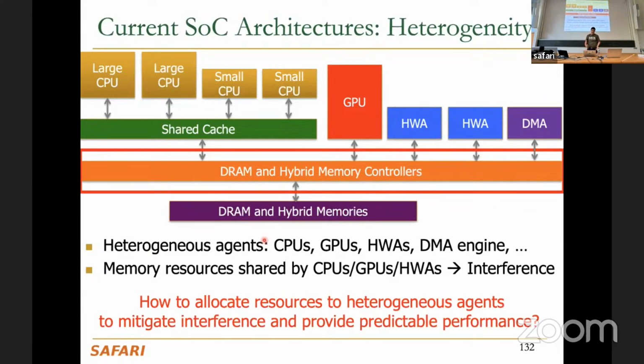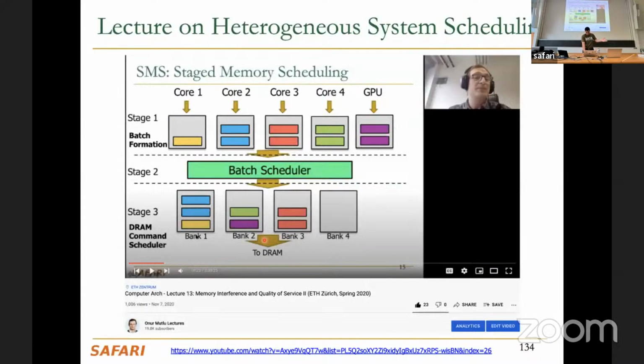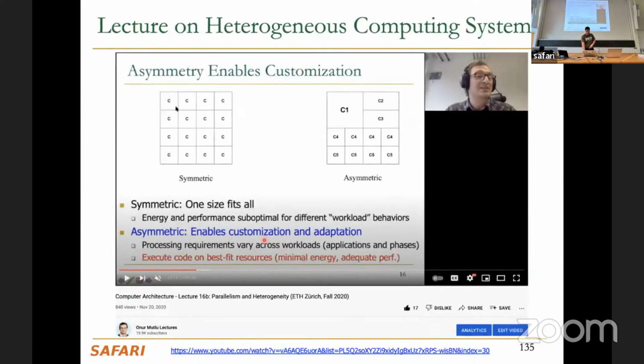And the question is, how do we allocate resources to these agents in a way that we mitigate interference and provide predictable performance? We'll look at interference, or I will just flash you some papers that look at the interference problem, and then we will go to predictable performance next. So again, another system that has a lot of agents and shared resources, right? And of course, Professor Mutlu has lectures that are dedicated to these. So if you're interested in what I'm going to talk about, you can refer to these slides.